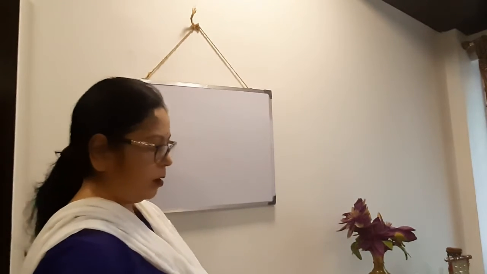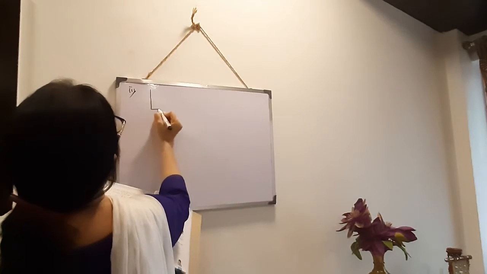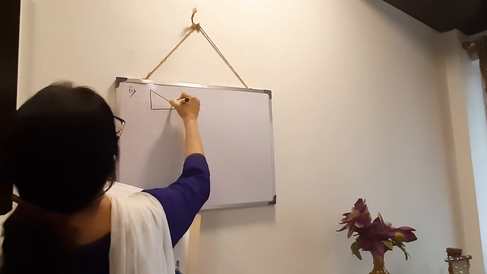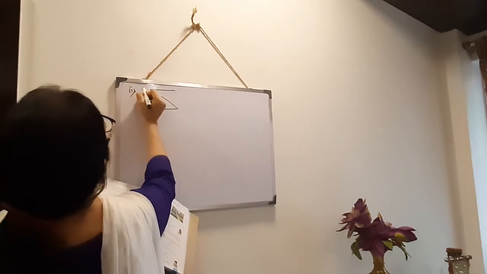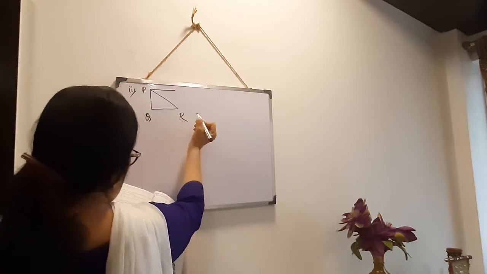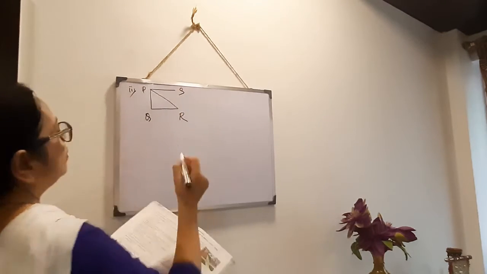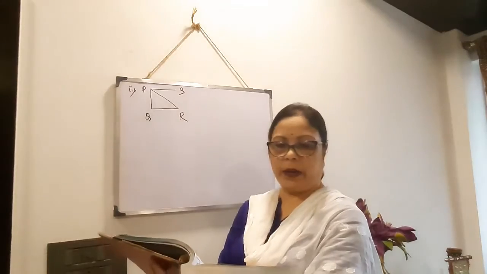They have given a diagram. This is P, Q, R and this is S. It is given, and it is told that PQ is the height of the building.